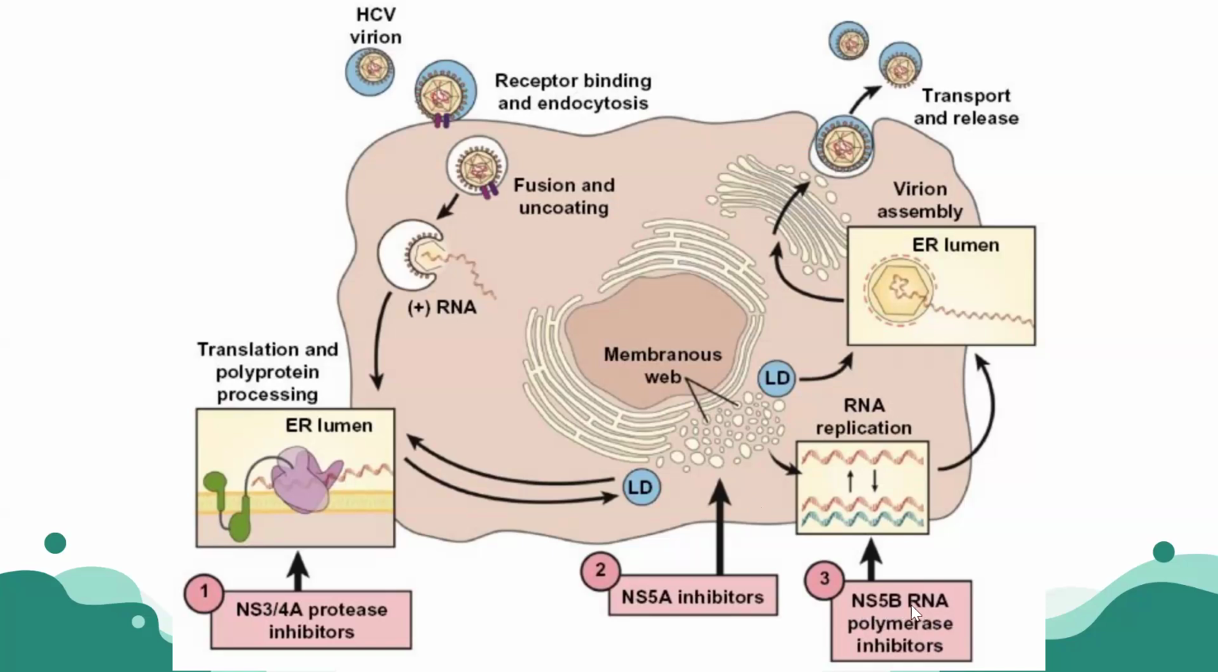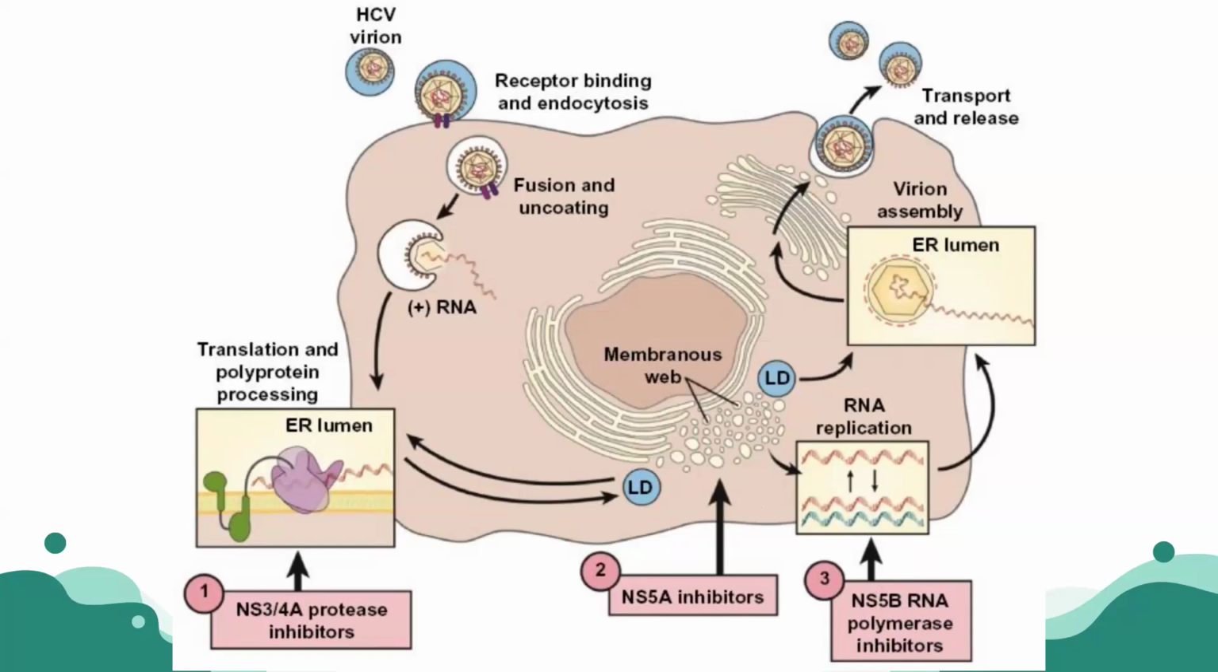Next, we have the NS5B RNA polymerase. Now, this molecule is necessary for the RNA replication of the virus. When you have inhibitors for this, RNA replication won't happen. You're not going to have more RNA for future HCV viruses. And yeah, assembly is not going to take place either.